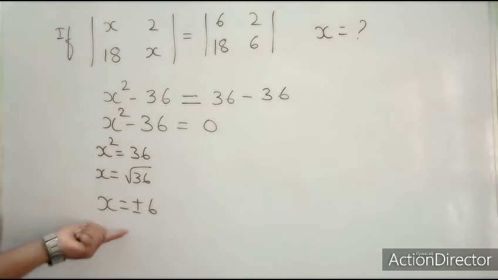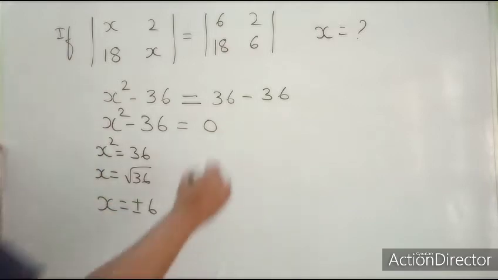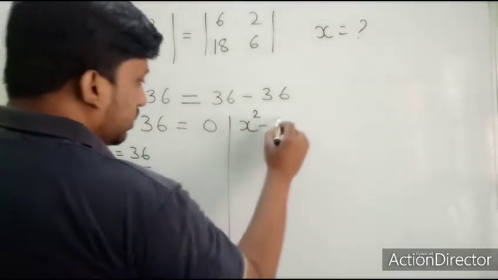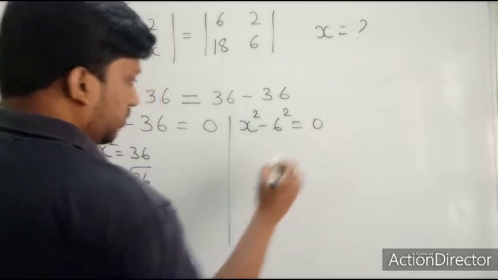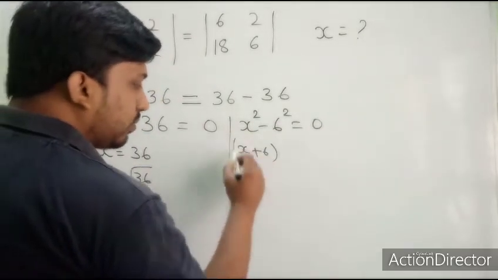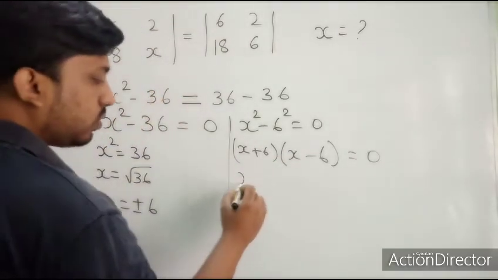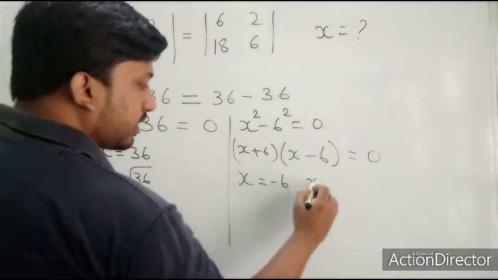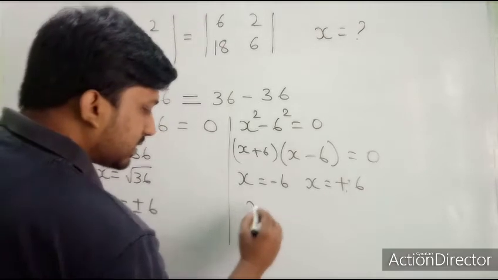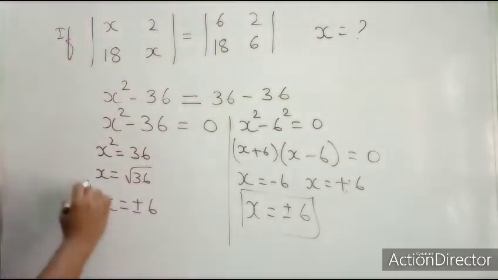Okay. So this is the way of finding it, right? Whenever a square comes and becomes square root, you'll be getting both plus or minus. Or simply you can just divide this. You can make this 36 into 6 square, that is equal to 0. So a square minus b square is a plus b into a minus b, right? That is equal to 0. So x is equal to minus 6 or x is equal to plus 6. So x can be written as plus or minus 6. So in both ways we can write.